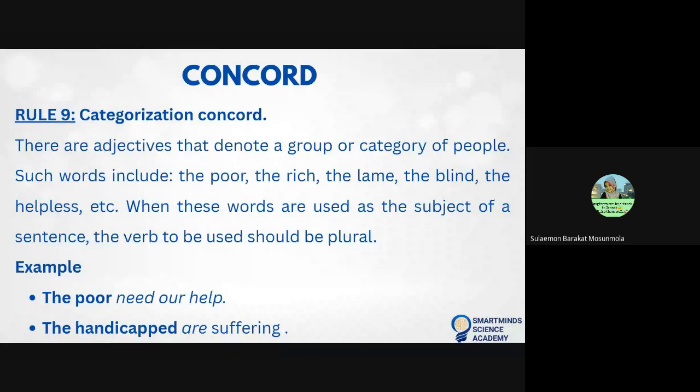The handicapped are suffering, and you would agree with me that the handicapped are really suffering. The handicapped, most times they are not well taken care of. You just see them by the roadside and all of that. So the handicapped are really suffering. The young, what do we say about the young? The young are around. It means the young people are around.